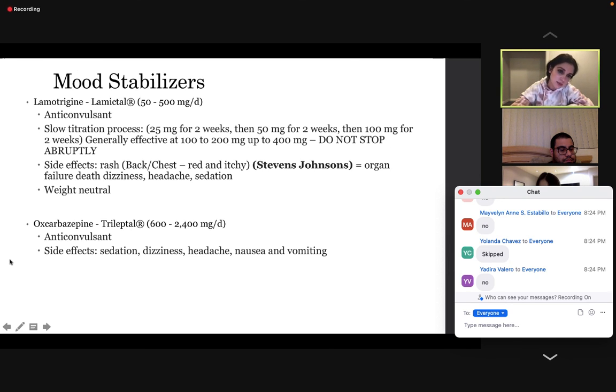Now, there's also Trileptal, also an anticonvulsant. We also use it as a mood stabilizer. This is the one with the least side effects. Again, you don't want to stop any of these drugs fast, cold turkey, because they're seizure meds. You don't want to induce a seizure. Sedation, dizziness, headache, nausea, vomiting are the main side effects, sort of anticholinergic, a bit. Are we good?